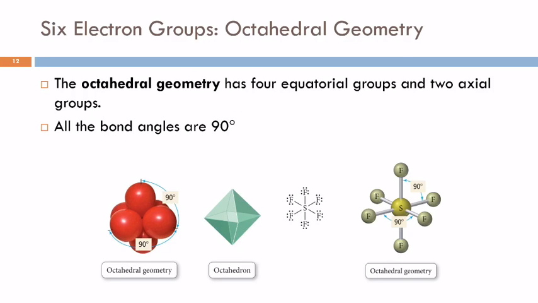If you have 6 groups, you get what's called an octahedral geometry. So this makes an octahedron. It's got 8 sides. In the octahedron, you have 4 in the equatorial and 2 in the axial, and now you do have equal bond angles of 90 degrees in each of them. Any questions?